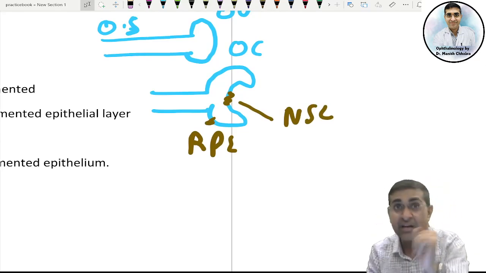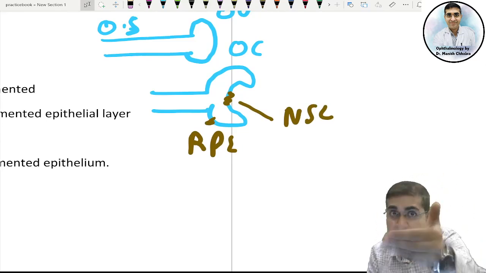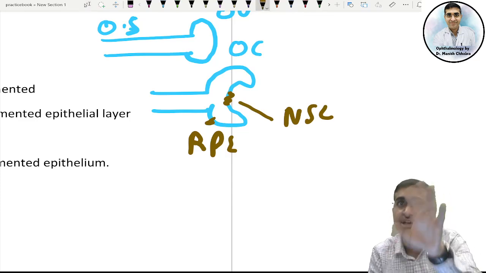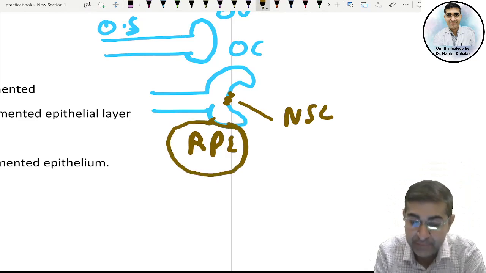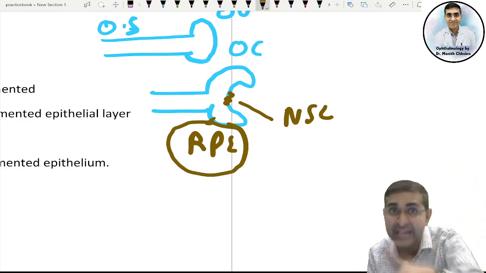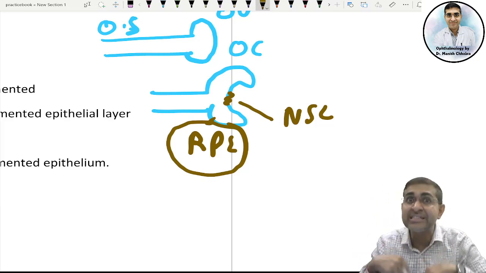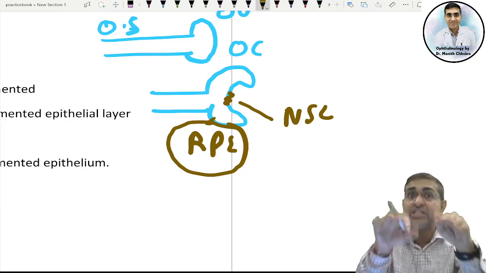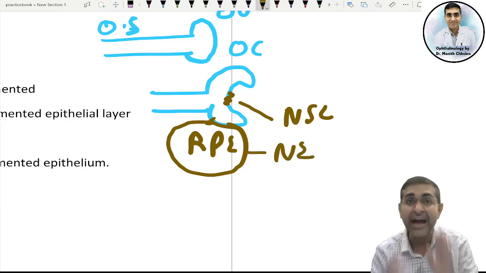Yes, and there was a question asked in your recent INICET, the November 2024 exam: all of the following structures develop from neural crest except, and there was one option which was retinal pigment epithelium, and the answer is retinal pigment epithelium. Why? Because the optic stalk is coming out from the diencephalon, which is a part of the prosencephalon, which is neuroectodermal in origin. So RPE is neuroectodermal in origin.